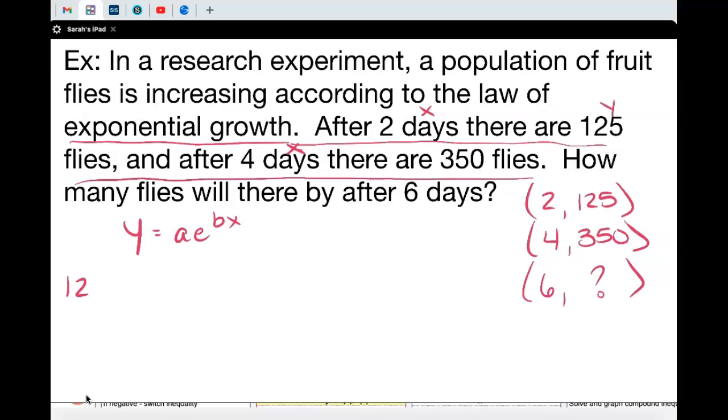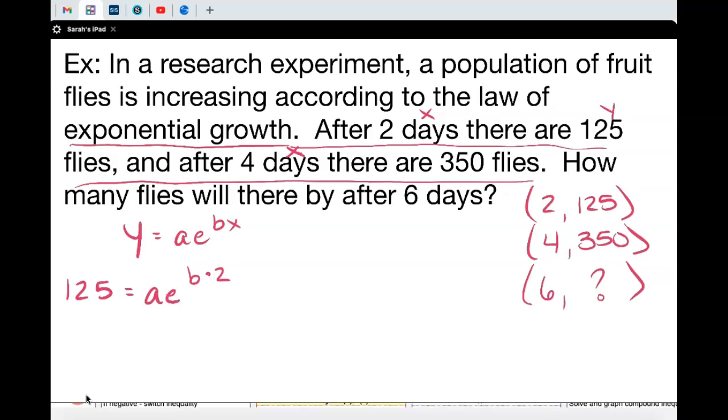So my first equation is 125 equals a times e to the b times 2 power. And I could do it again with 4 and 350. So I have 350 equals a times e to the b times 4 power. This is to find the value of a and the value of b. So basically, we have a system of equations, 2 equations with 2 variables. For a system, we can use the substitution method or the elimination method.